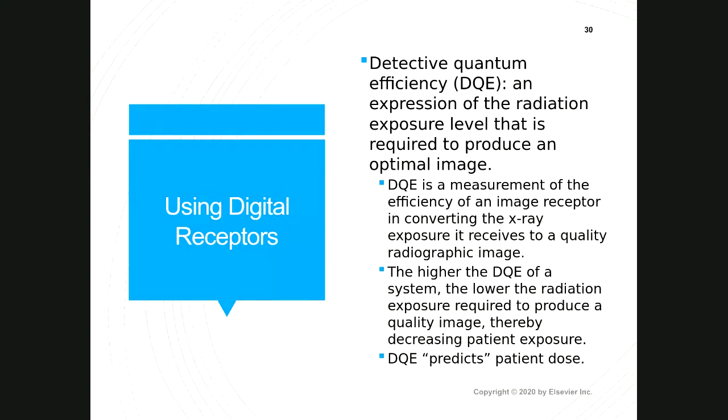So increased DQE, you need fewer photons to create the image. And if you have it too high, though, it can also cause mottle or noise. But if it's too low, then that means you're using a lot more radiation to achieve the image versus something with an increase in DQE. And this is a measurement of your IR, okay? And the DQE actually predicts your patient dose. It can pretty much tell you if your dose to the patient is going to be high or low based on your image receptor DQE.